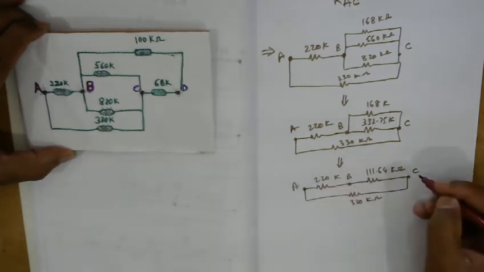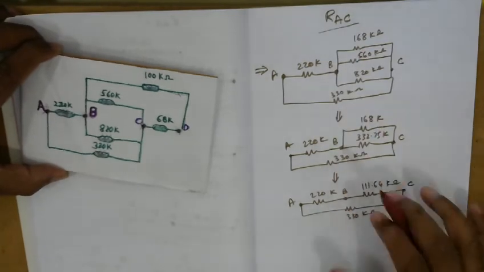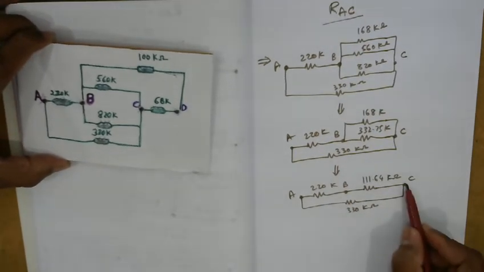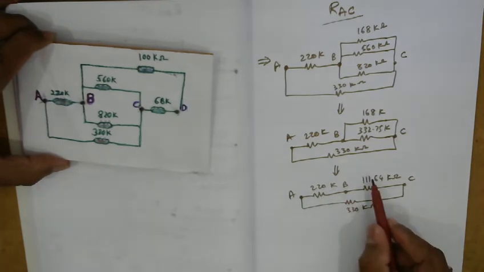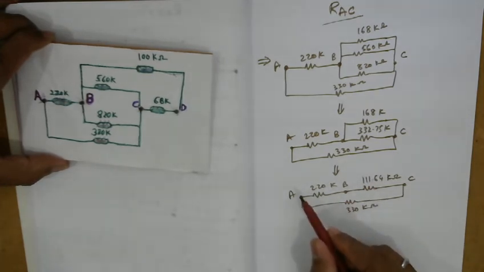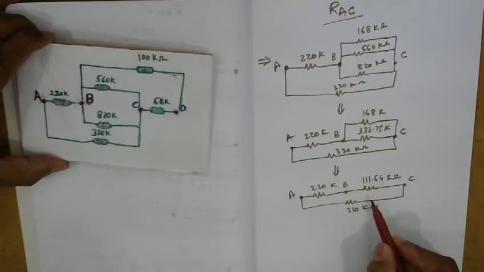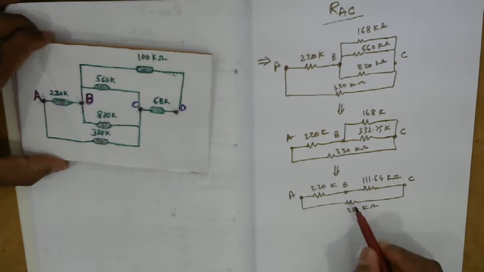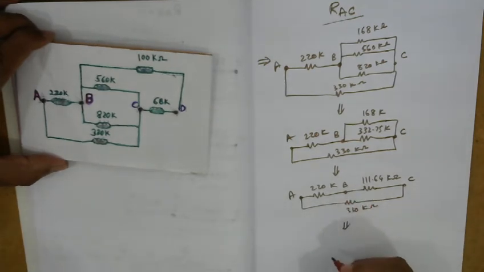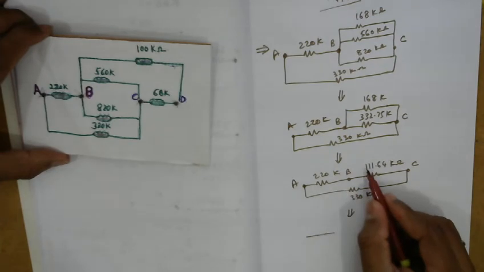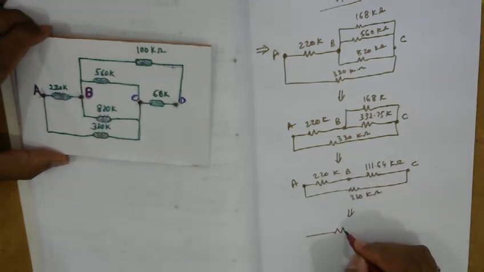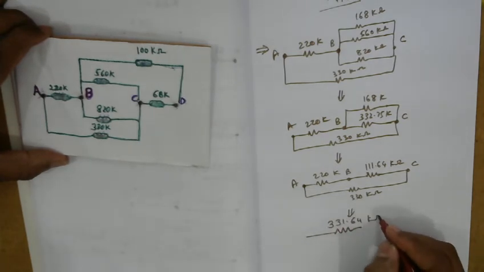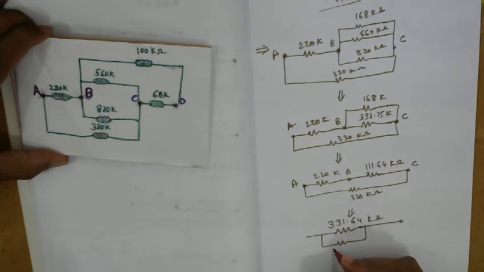Now I am interested in resistance between A and C. Because of that, these two will become series connected. In the earlier case, I was interested in the resistance between A and B. In that case, the 111 and 330 became series connected. But in this case, I am interested between A and C, so this is one branch and this is one branch. Let's now simplify further. I'll get 220 plus 111.64, which is 331.64 kilo ohm, and that is in parallel with 330 kilo ohm.